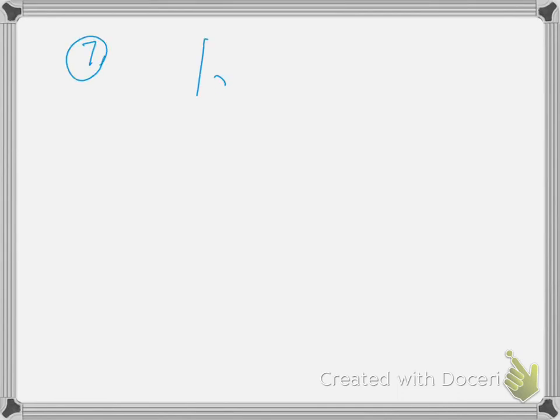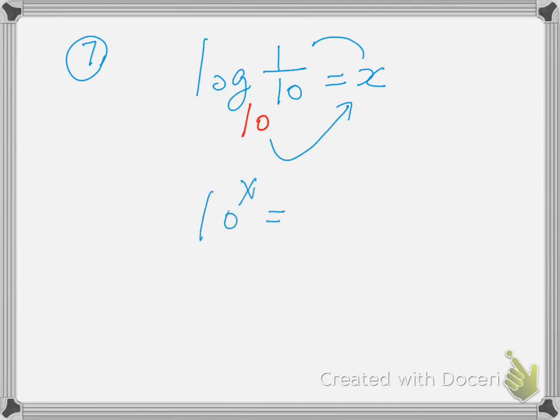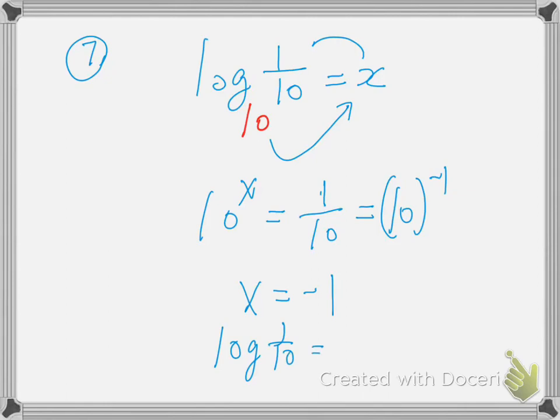So number 7, log of 1/10 is x. So there's no base here, so that's our common log. We assume the base is 10. Counterclockwise, so 10 to the x is 1/10. So 1/10 is 10 to the -1's power. So the answer x is -1. So log 1/10 is -1.